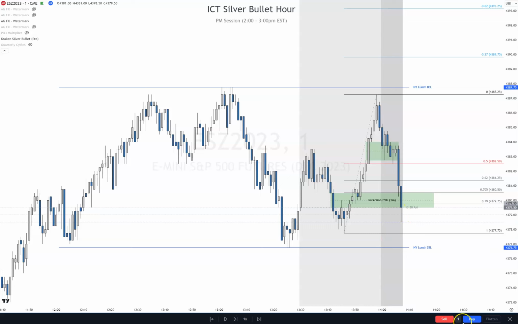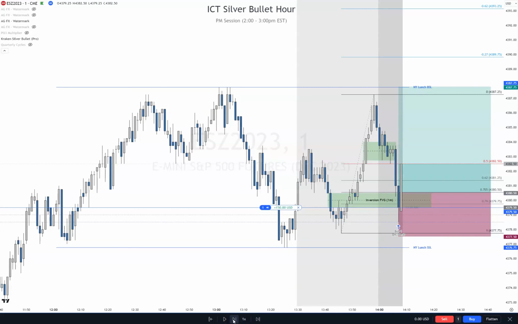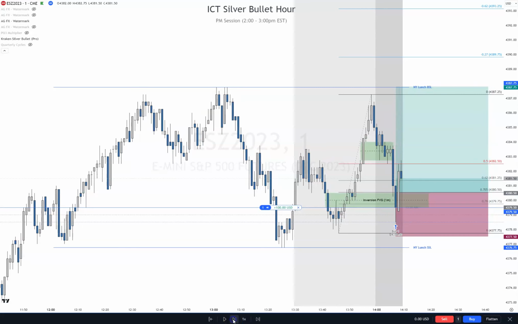So I'm going to buy one right there. Put my long position on, and I'm targeting the New York lunch buy side here. Where's my stop? One tick below the low. Granted, we started down here. I'm just showing you I would have entered at the top of the inversion fair value gap. Okay, that's a good sign.